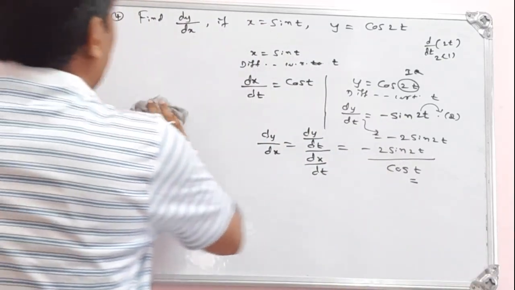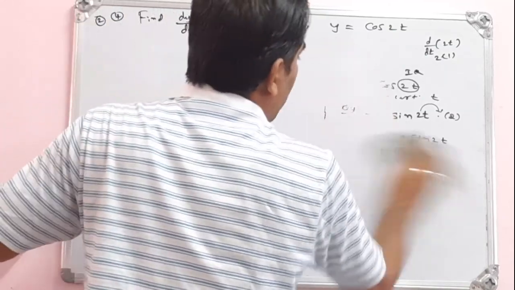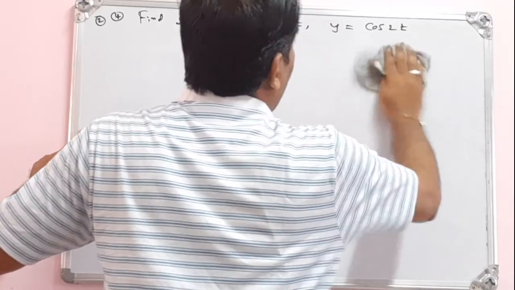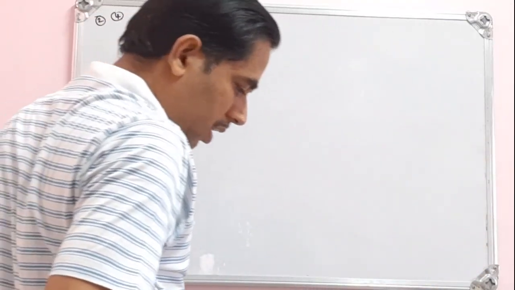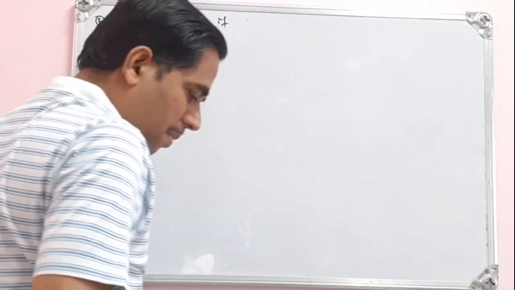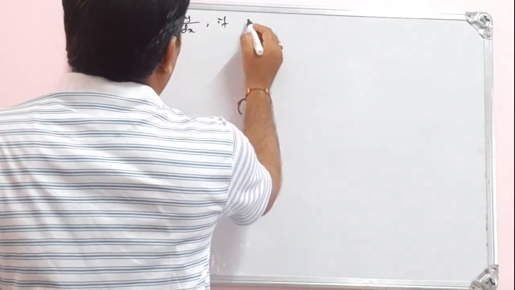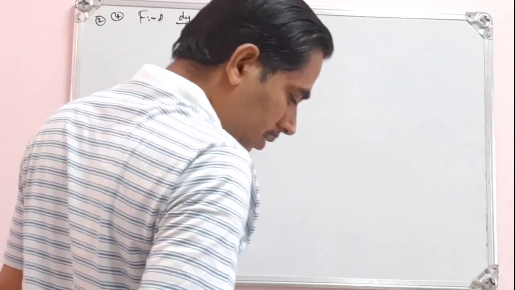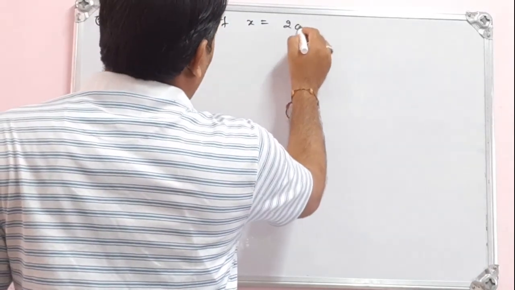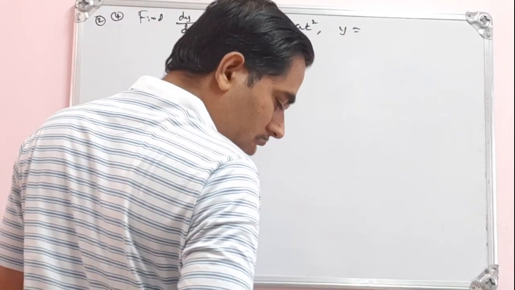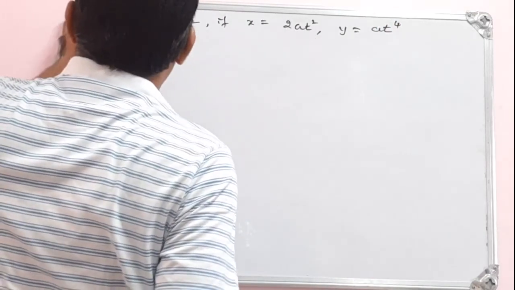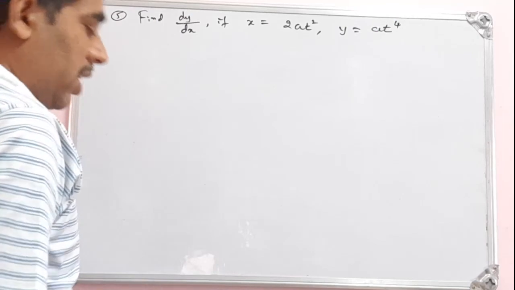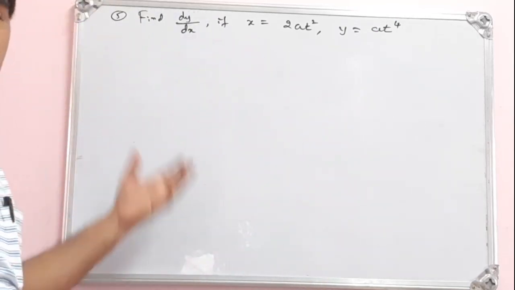Let us consider another example and find out the derivative of given parametric functions. Let me write another one here. If x is equal to 2at square, y is equal to at to the power of 4. This can be written as the fifth problem, a 2 marks problem.